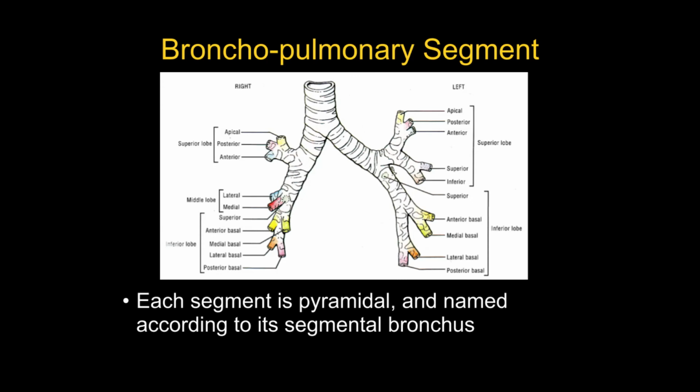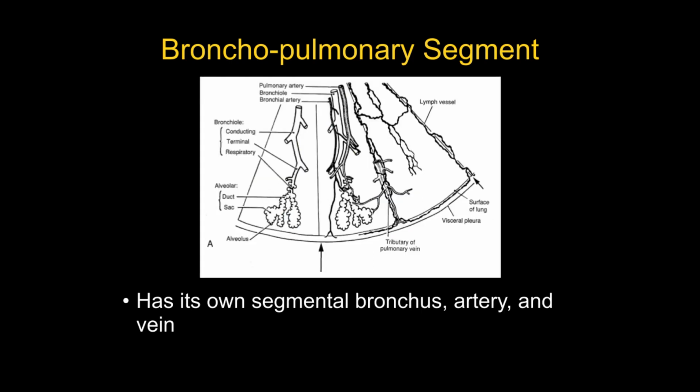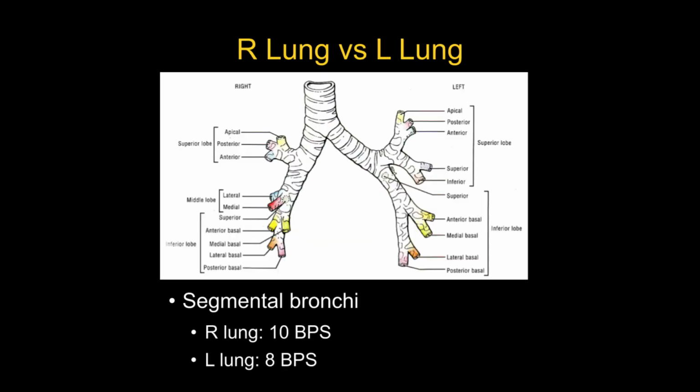Alright, so each bronchopulmonary segment is a pyramid of tissue and thus named after its segmental bronchus, as I mentioned earlier. So, as mentioned, they must have their own segmental bronchus, artery, and vein. So, the right lung, just for reiteration, has 10 bronchopulmonary segments compared to 8 on the left side due to the additional middle lobe's lateral and medial bronchopulmonary segments.